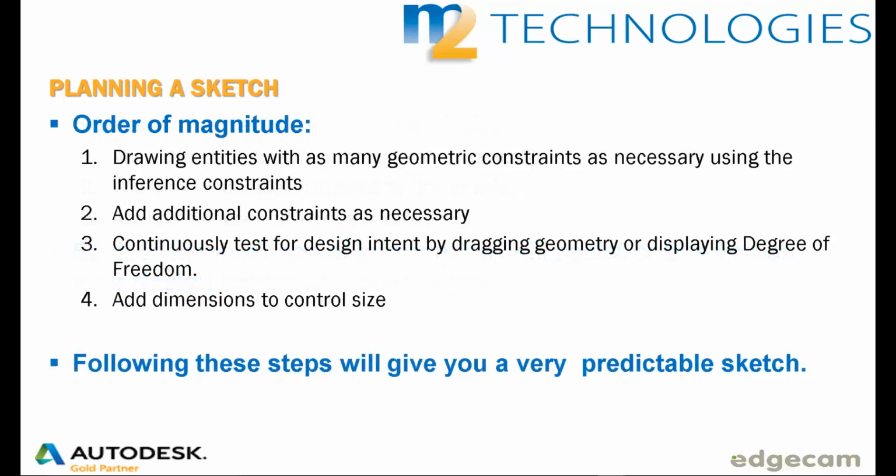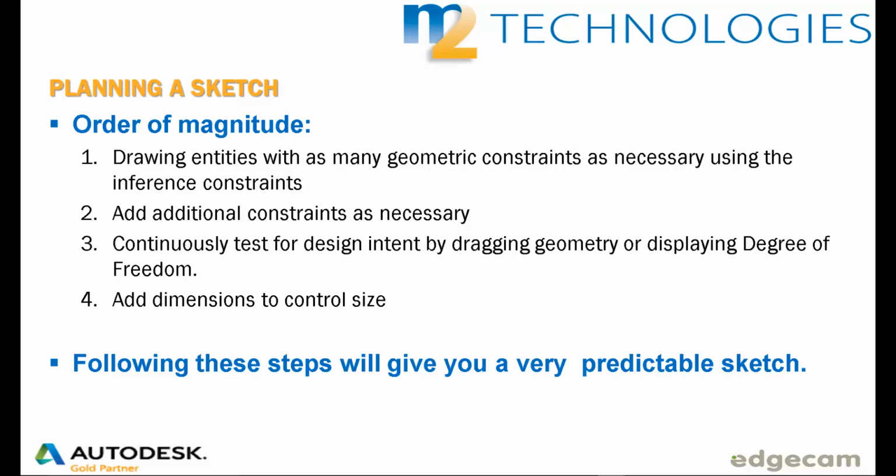The first thing to do when you begin your design is to try to understand what relationships are needed, an order of magnitude, if you will. Begin by looking at the lowest level of entities and drawing them using the inferred constraints, being the ones that are automatically placed. And then you can start to expand and add additional constraints. Will this line be parallel to that? Will this circle be concentric? Are we going to have to add some symmetry to that? And then you can go ahead and add dimensions as needed.